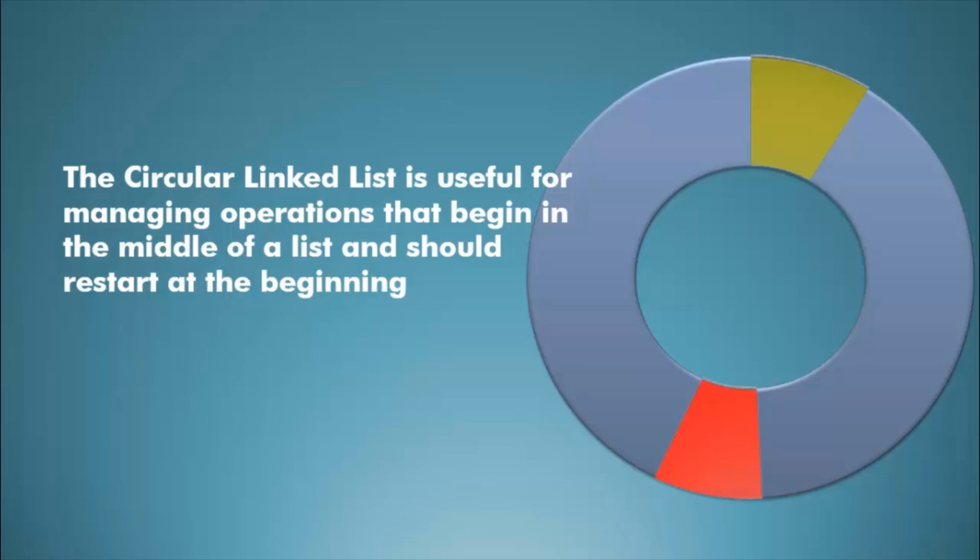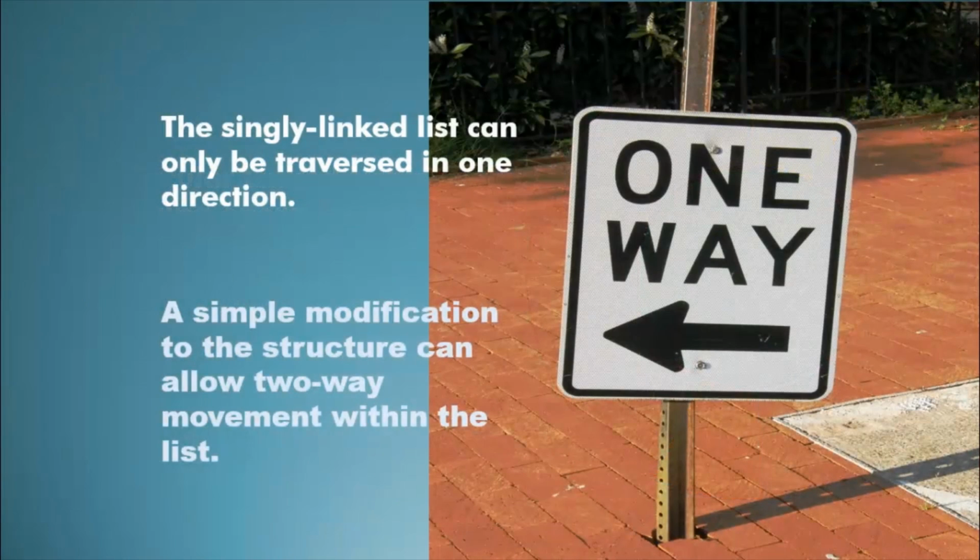What this does is create a circle, and this is especially useful design-wise when you are working with something that needs to perhaps start an operation in the beginning of the list and then go back and restart at the beginning. So if you have an operation similar to that, this is a quick way of doing this. Rather than resetting everything, you can simply just go back to the head node and start the operation over.